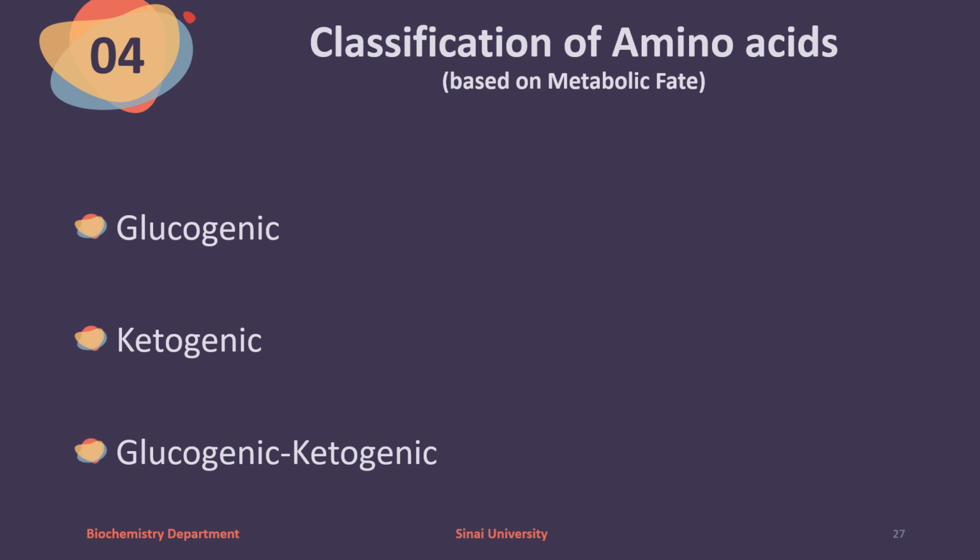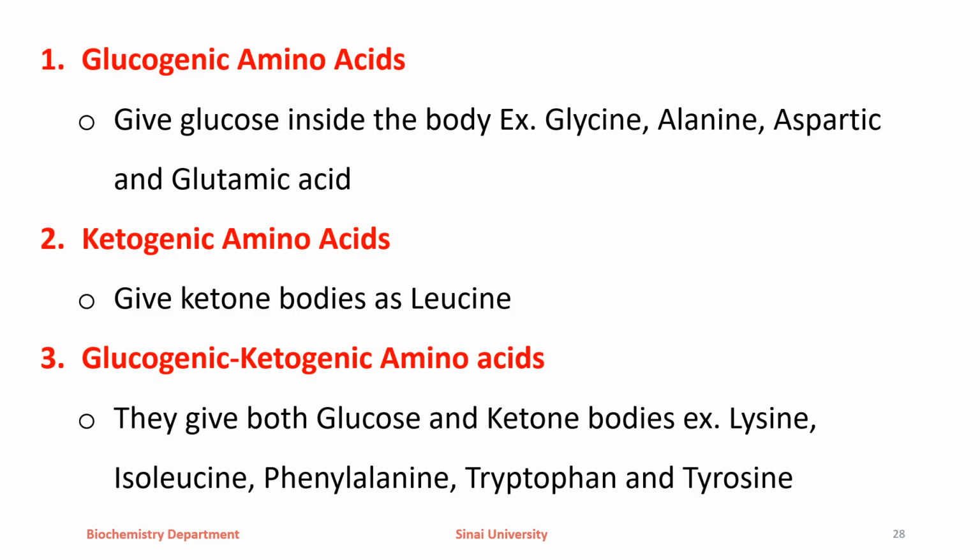Classification of amino acids based on metabolic fate: first glucogenic, second ketogenic, third glucogenic and ketogenic. First, glucogenic amino acids give glucose inside the body like glycine, alanine, aspartic and glutamic acid. Second, ketogenic amino acids give ketone bodies as leucine. Third, glucogenic and ketogenic amino acids. They give both glucose and ketone bodies like lysine, isoleucine, phenylalanine, tryptophan, and tyrosine.